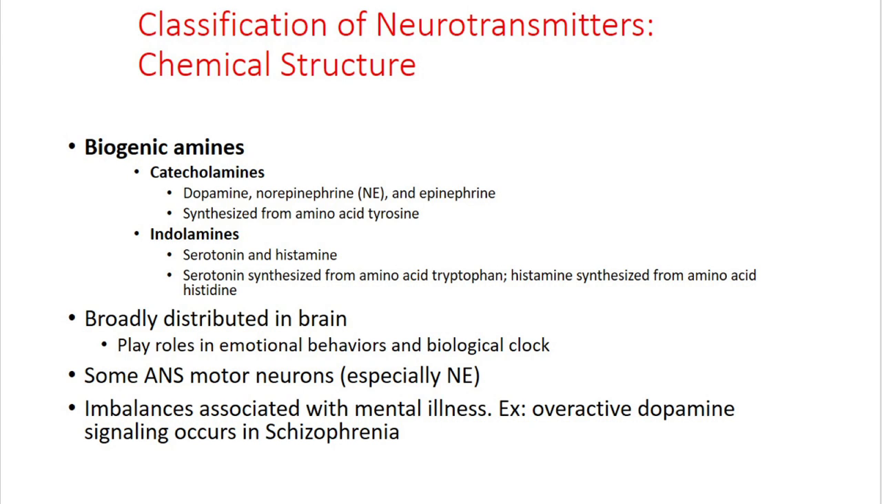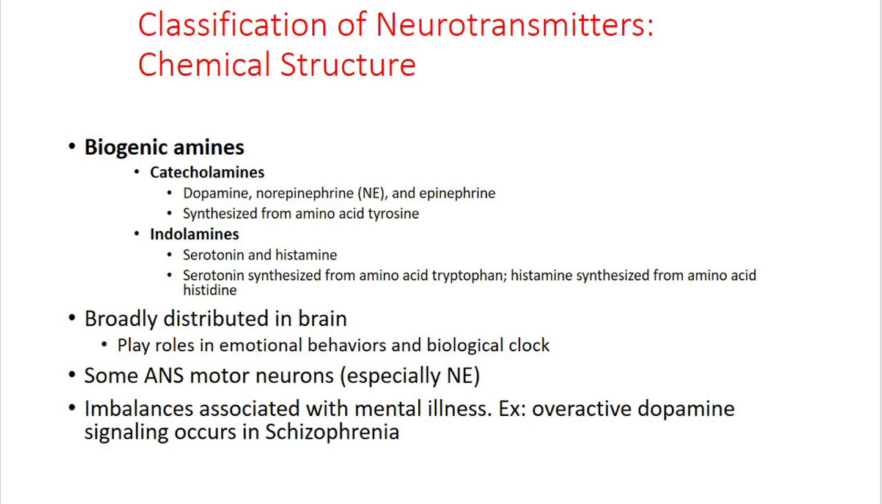Now we can also look at biogenic amines like the catecholamines: dopamine, norepinephrine, epinephrine. These are synthesized from the amino acid tyrosine. There's also the indolamines like serotonin and histamine, and serotonin is synthesized from the amino acid tryptophan, while histamine is synthesized from the amino acid histidine. And all of these biogenic amines, the catecholamines, the indolamines, they are broadly distributed in the brain, and they play behavioral roles, especially when it comes to emotional regulation and your biological clock.